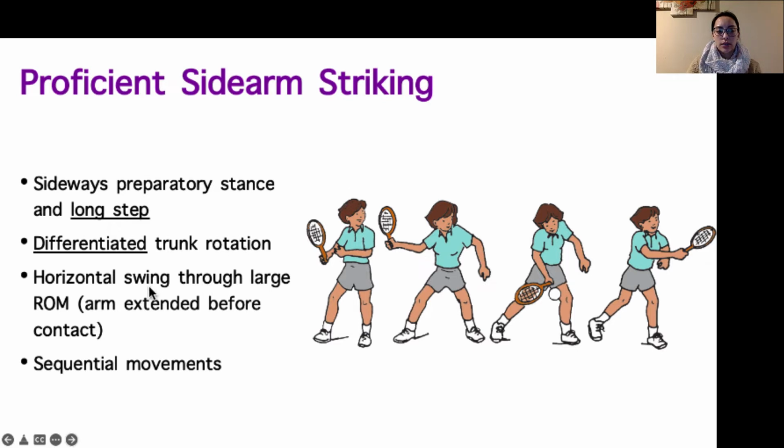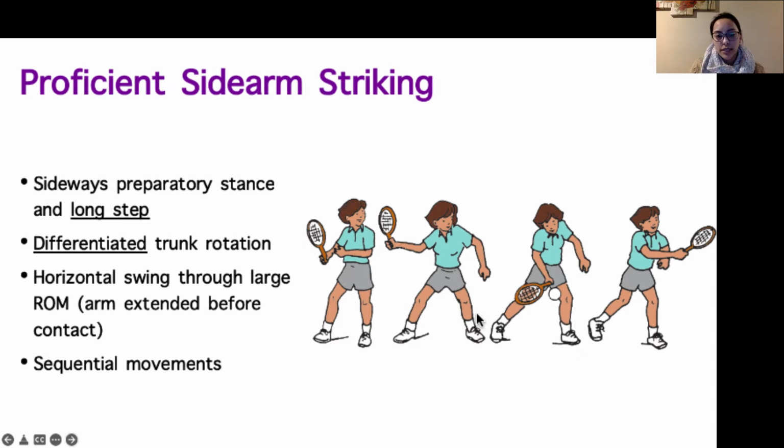The horizontal swing will go through a larger range of motion with specific extension of the arm before contact. So again, pointing back to our previous examples, when we're trying to maximize force, we usually will carry our arm in a flex position because it's more energetically efficient, and then toward the end of the movement pattern we'll extend the limb to maximize the velocity that gets translated into some projectile object. And then even more sequential movements than we had observed in the intermediate example.